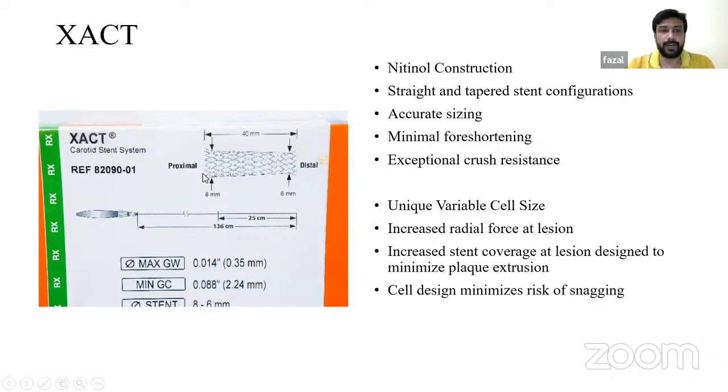Sorry, the proximal part goes into the CCA, which is slightly bigger than the ICA, and the distal part, 6 mm, goes into the ICA. So it has straight and tapered stent configurations and minimal foreshortening. And this is the stent which has maximum radial force at the lesion. It has increased stent coverage at the lesion, designed to minimize plaque extrusion and minimizes the risk of snagging.